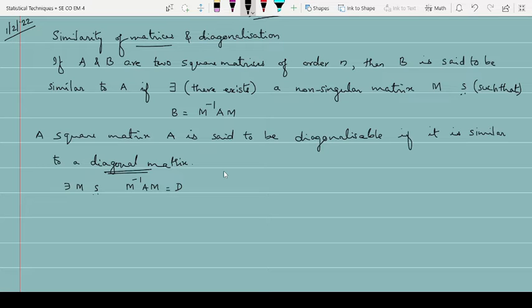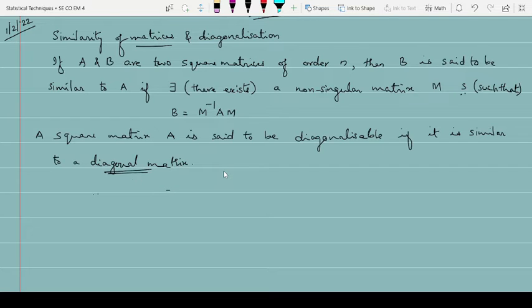So here D is the diagonal matrix, or we can say M diagonalizes this A. M diagonalizes this A and this is a diagonal matrix, or we can say M transforms A to a diagonal matrix. So this is the definition.